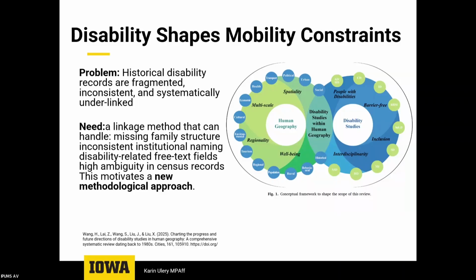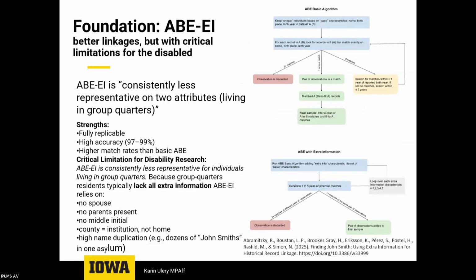To study disability as a spatial determinant of migration, I need a linkage method that can handle missing family structures, inconsistent institutional naming, disability-related free text fields, and high ambiguity in census records. This is the motivation for a new methodological approach. To build my methodology, I plan to start with a basic linkage framework like ABEI.